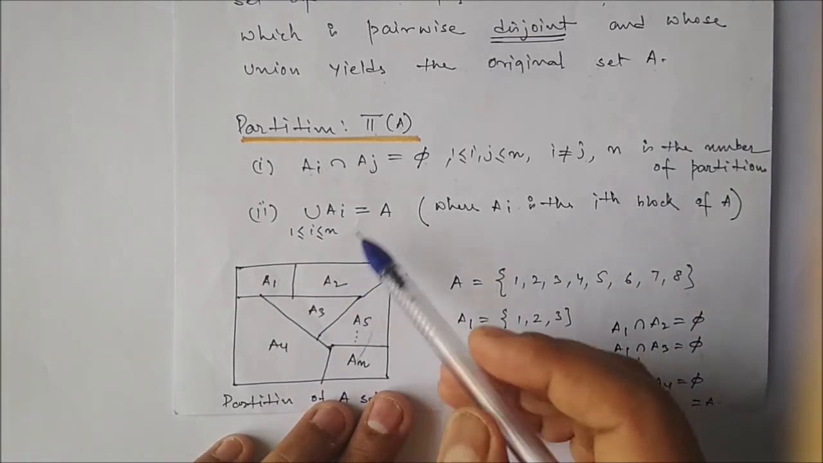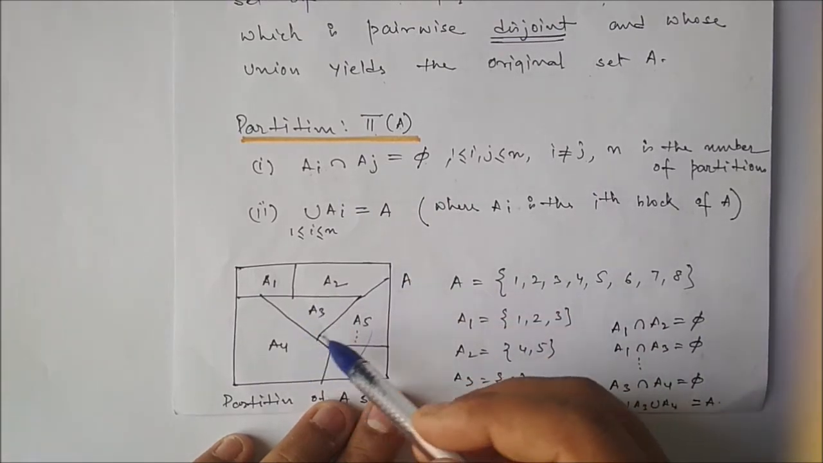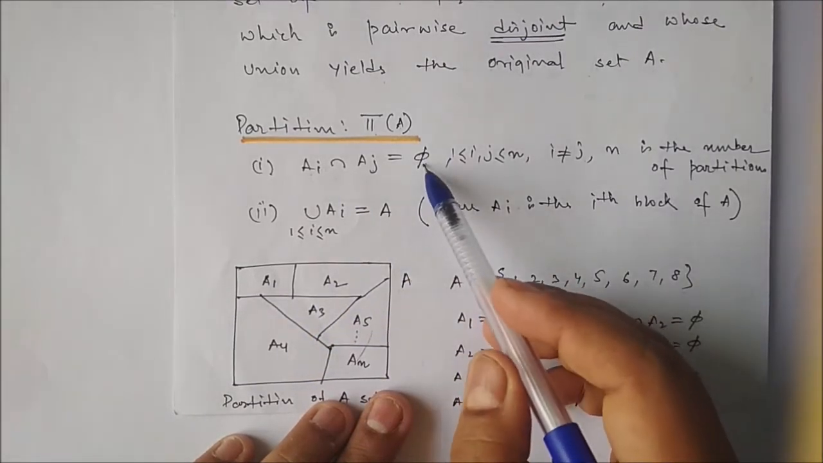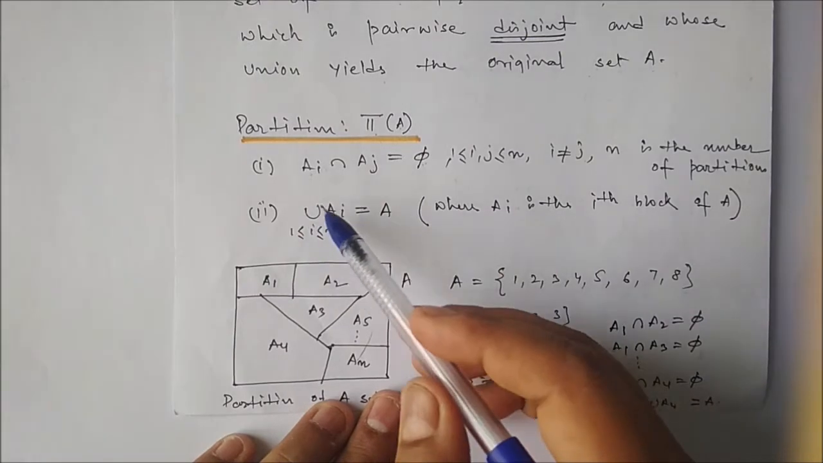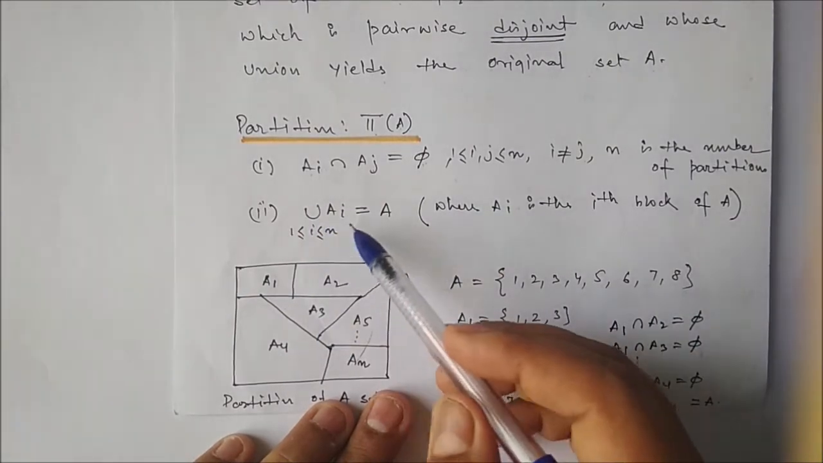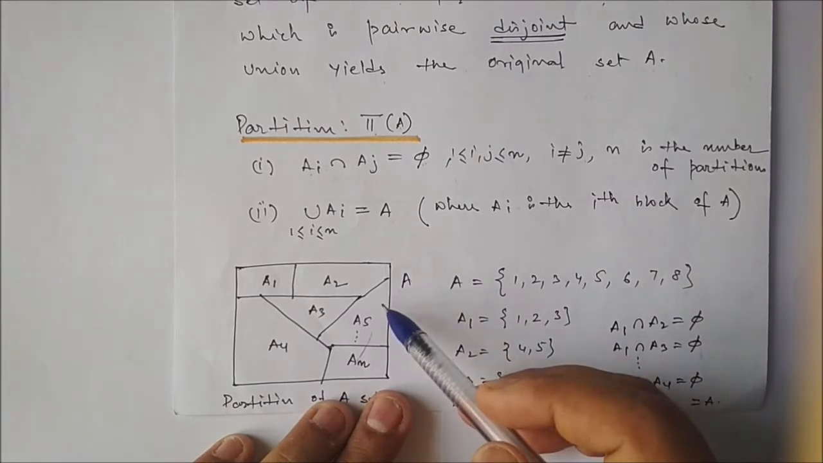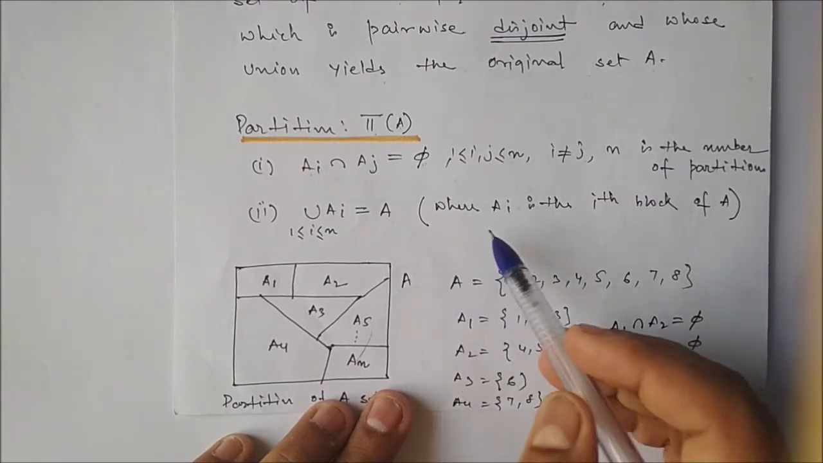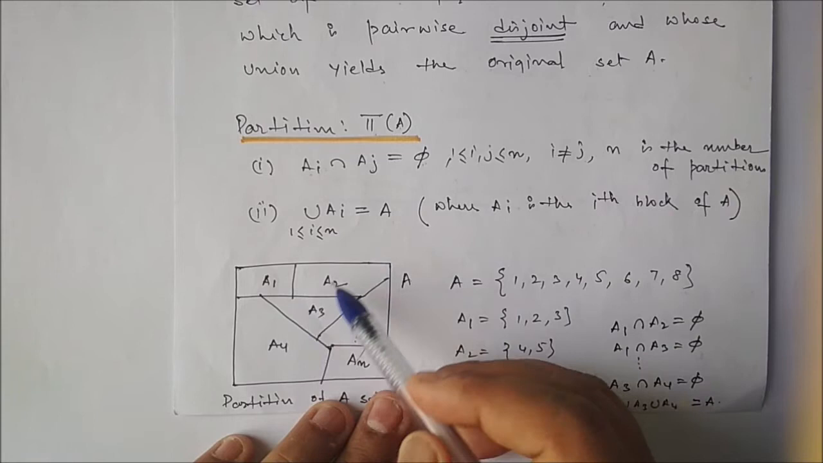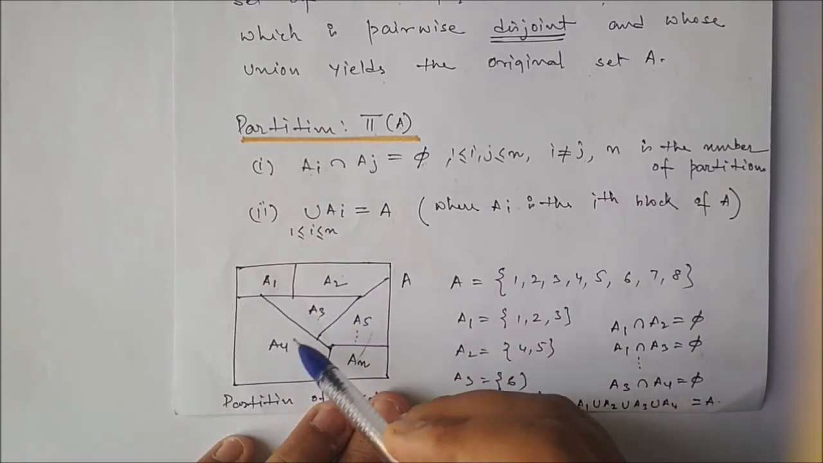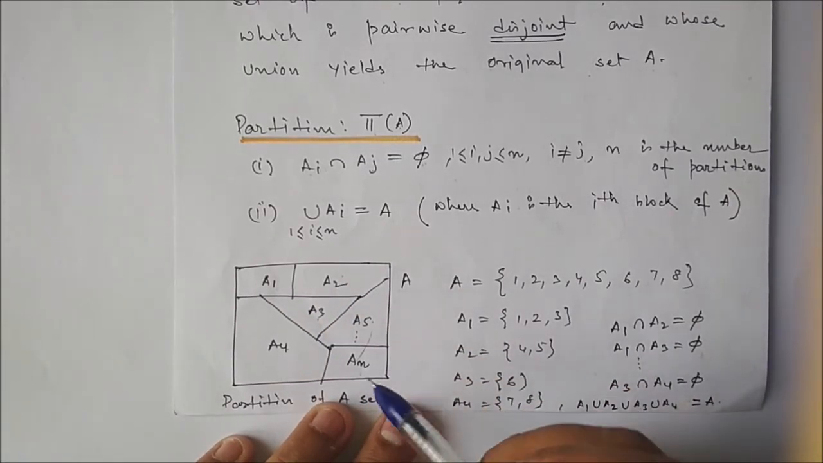Okay, so if you take the intersection of all the partitions, definitely finally it will be the null, and if you take the union of all the partitions, then the output will be A, the whole set. And here Ai is each and every set: A1, A2, A3, A4, A5 to An.